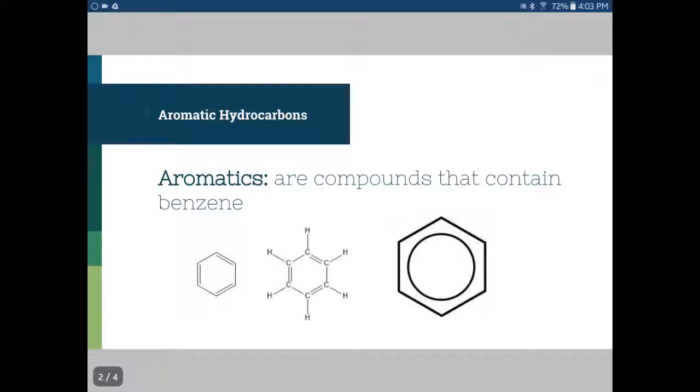An aromatic hydrocarbon is a compound that contains benzene. Benzene is this 6-carbon cyclic molecule with alternating double bonds. So what you'll see is our line diagram on the left here. And if we look at our structural formula, we have 1, 2, 3, 4, 5, 6 carbons, each with a double bond between each other carbon. So alternating double bonds in that ring, and each has a hydrogen coming off of each carbon.